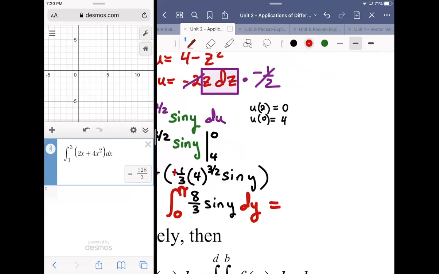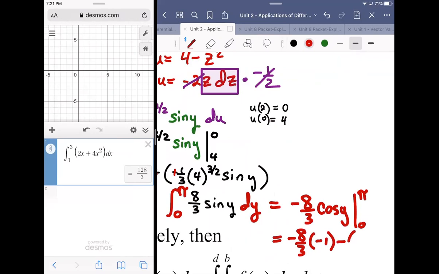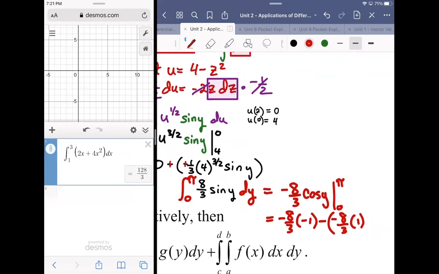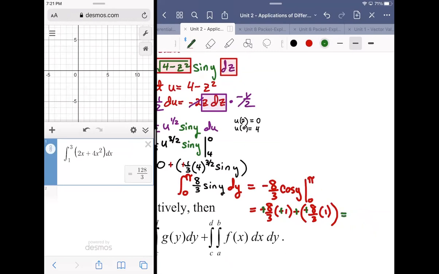So antiderivative of sine is negative cosine. So negative 8/3 cosine y over the interval of 0 to pi. So if I plug in pi, negative 8/3 times negative 1, minus negative 8/3 cosine of 0, which is positive 1. So we're looking at the two negatives making a positive. So 8/3 plus 8/3 is 16/3.